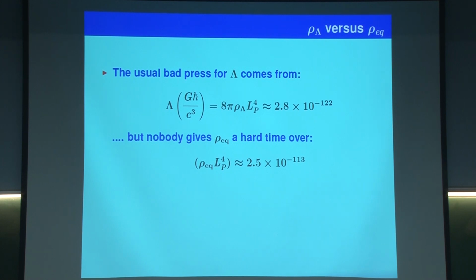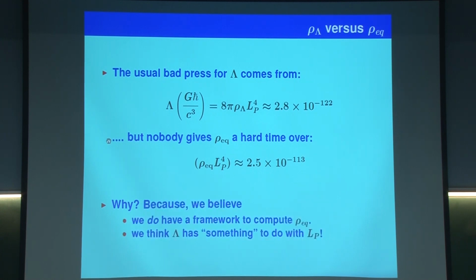No, I am going to come to that. I know where you are coming from, and I am not going to discuss it at great detail, but I am going to mention a few things. Okay. So, everybody gives bad press for lambda because of this, but they are not going to do this for this. Question is why? And the reason is that it is somewhat related to what you probably were going to say. We do have a framework to compute rho EQ. We roughly know how to do that. We might not have got it right, but we have a framework. We have absolutely no way how to compute this lambda, except I believe I have, but that is last lecture.